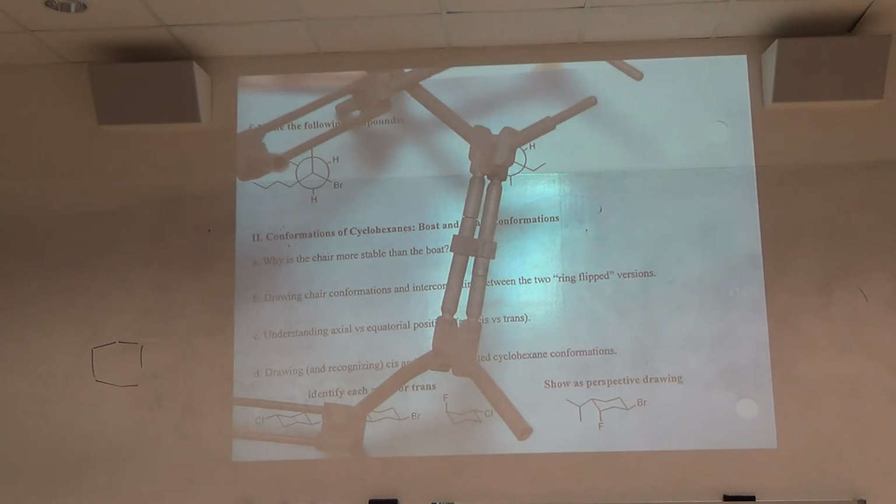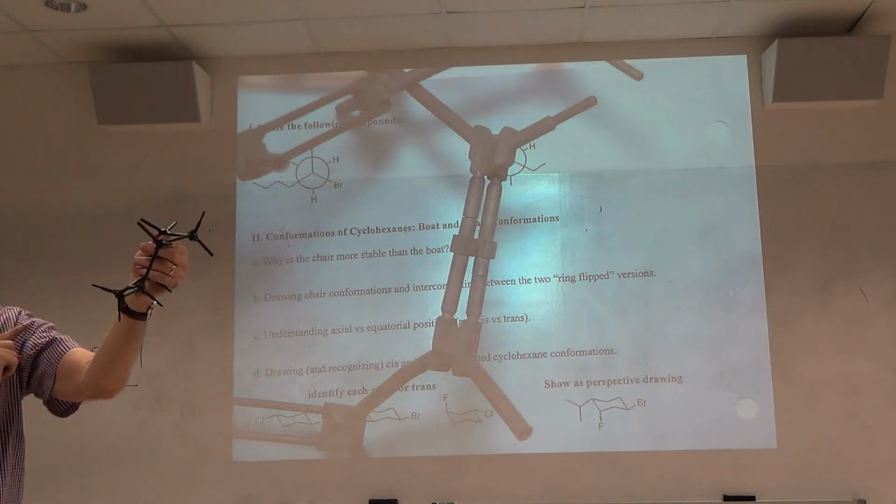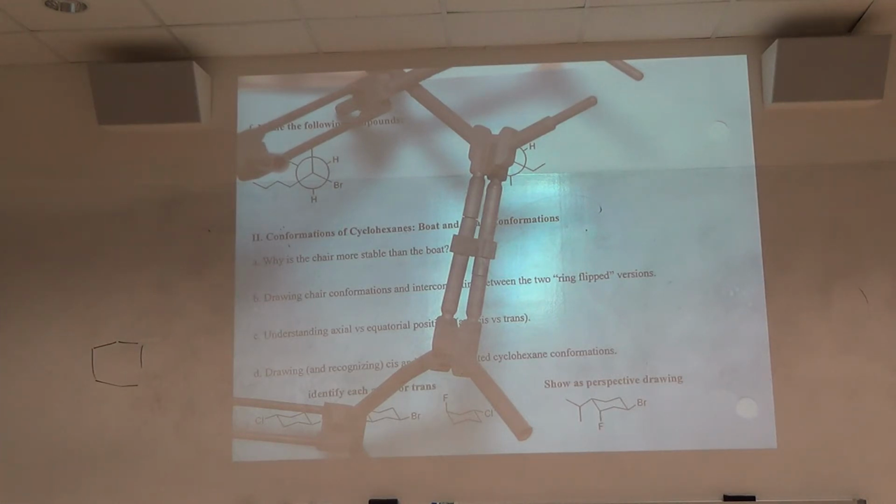Now, if we look at H's, how are the H's? See, now they're staggered. And now, the 109.5 is accommodated. Cyclohexane exists like this. And if you set it down, it's not flat on the table. And actually, only three H's hit the table instead of all six. Can you see that, everybody? Make sure you can see the table.